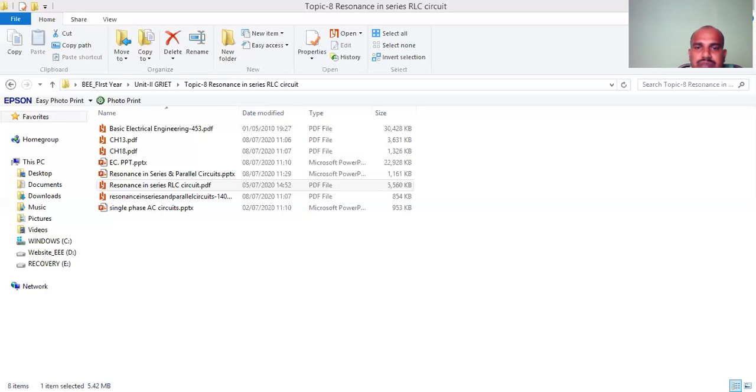Now bandwidth. As I already told, the difference between the two points is called bandwidth. One point is W1 and one more is W2. You have to find W1 and W2. F1 equal to minus R plus root over R square plus 4L by C, divided by 4 pi L. F2 equal to plus R plus root over R square plus 4L by C, divided by 4 pi L.